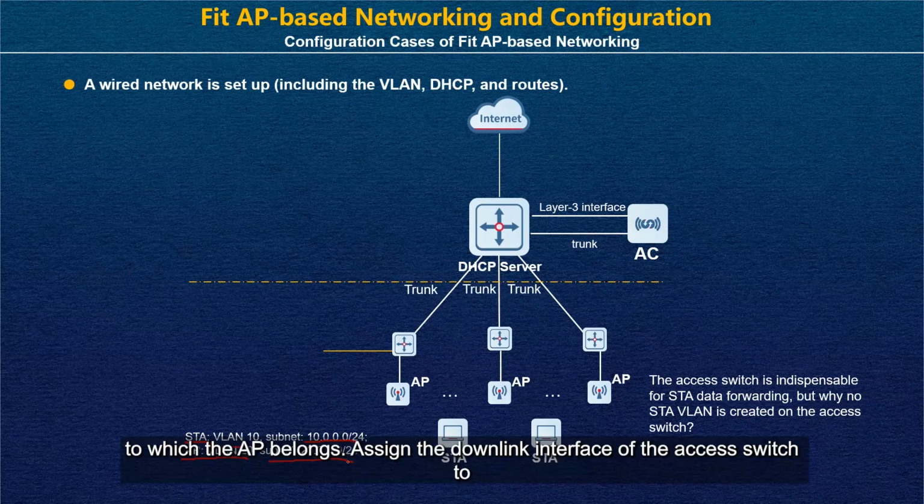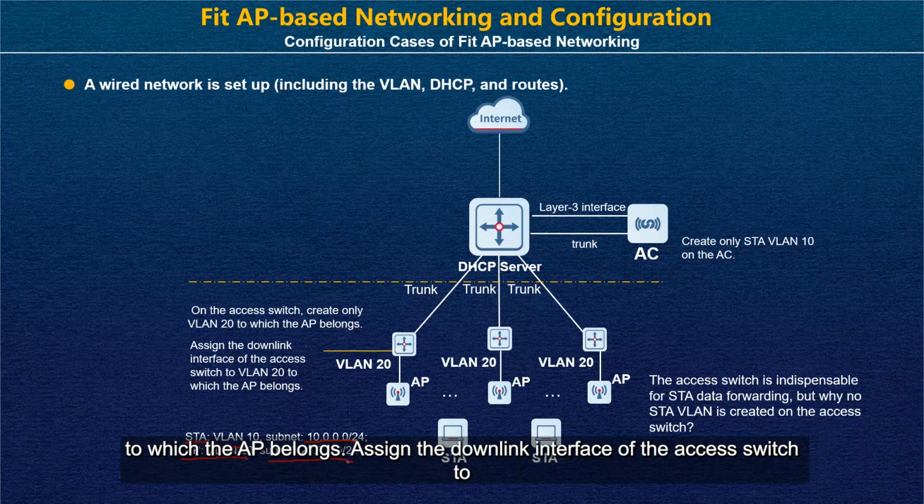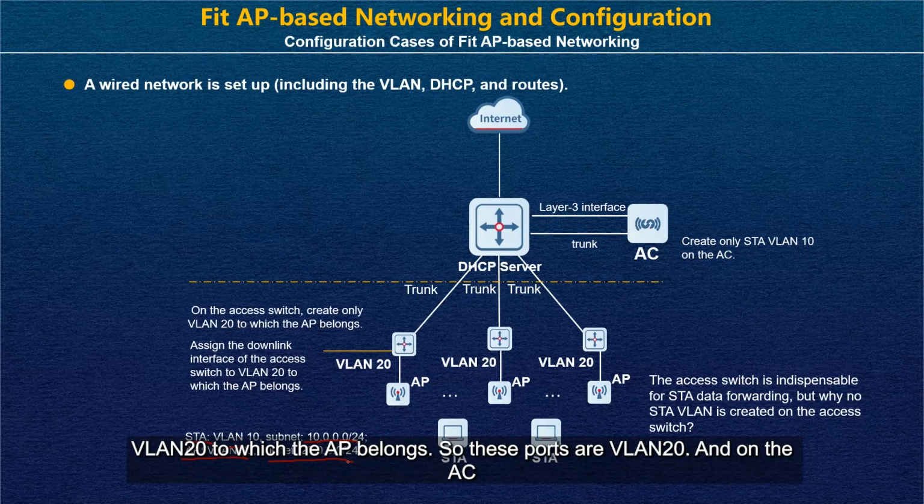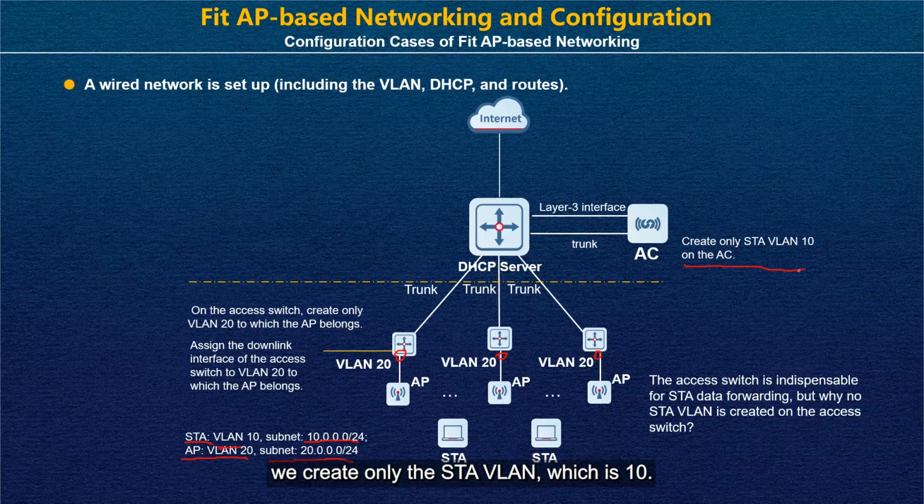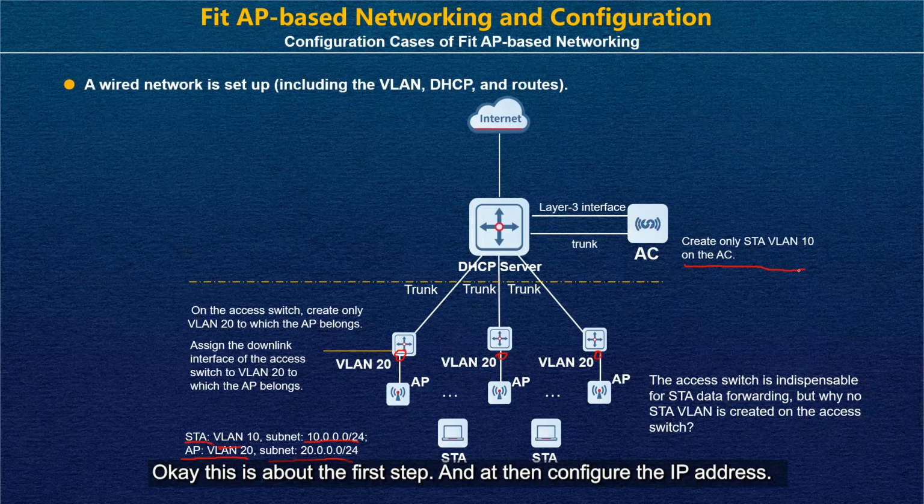First, set the trunk port, right? On the access switch, create only VLAN 20, to which the AP belongs. Assign the downlink interface of the access switch to VLAN 20, to which the AP belongs. So these ports are in VLAN 20. And on the AC, we create only the STA VLAN, which is 10. Okay, this is the first step.